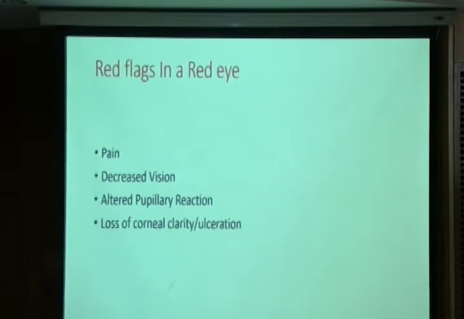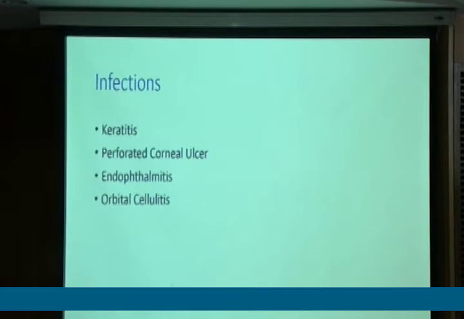So red flags in the red eye, I'll just highlight 4 points, because already we have discussed red eye. You must be aware that a red eye which is presenting with pain, decreased vision, having an altered pupillary reaction. So pupil is a very important part of the eye examination. If your pupil is not normal size, normal reacting, your patient is having something serious, it is not a normal red eye. Loss of corneal clarity or ulceration. So these are the red flags in red eye. These are the type of patients which need an urgent ophthalmology referral and management.